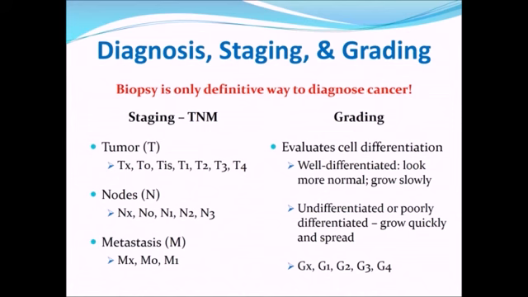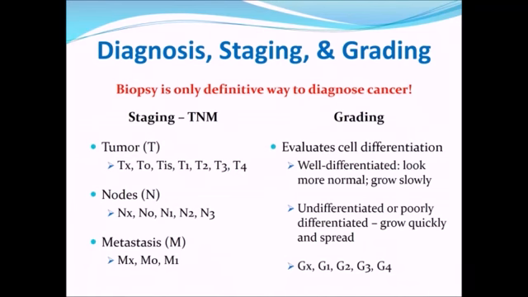From a nodes perspective, we're looking at regional lymph nodes. So again, NX means the node status cannot be determined. N0 means it hasn't progressed to any nodes. And then N1 through 3 is going to have an increasing number of nodes involved. Metastasis is evaluated the same way. M0 is no distal metastasis, and M1 refers to the fact that there has been some distal metastasis.